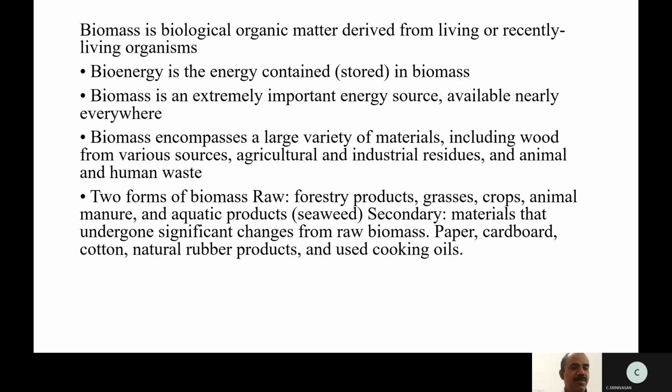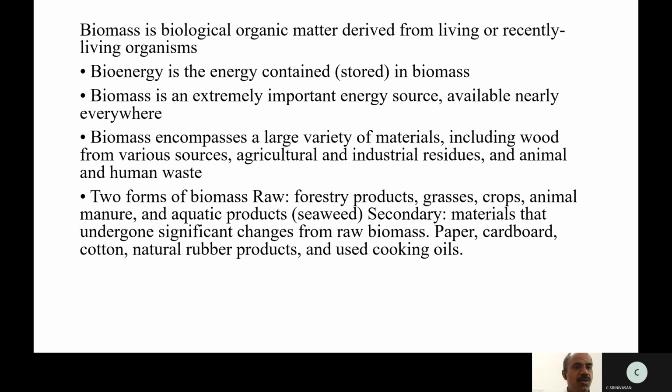There are two forms of biomass: the forestry products, grasses and plants, animal manure, and aquatic products; and secondary materials that undergo significant changes from the raw biomass, such as paper, cardboard, cotton, natural rubber products, and used cooking oils. These are some of the wastes we have to use, and then we produce some electricity.